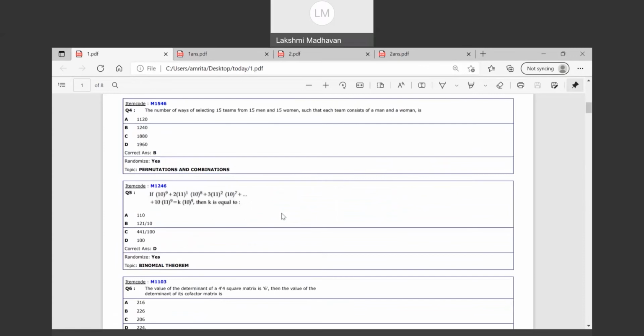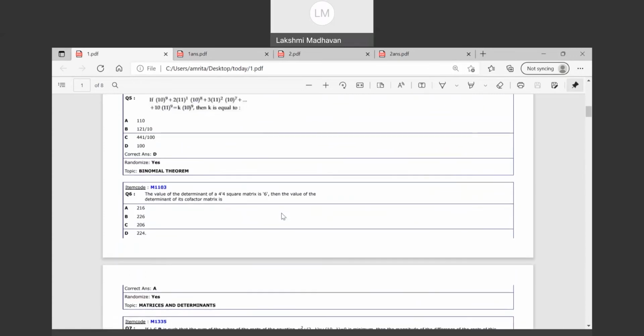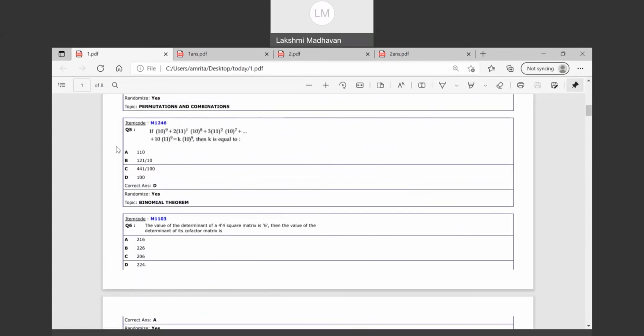So now moving on to the next part. This is a question which was repeatedly asked in AEEE. The question is: if 10 raised to 9 plus 2 times 11 times 10 raised to 8 plus 3 times 11 square times 10 raised to 7 plus and so on, up to 10 times 11 raised to 9, is equal to k times 10 raised to 9, then k is equal to.